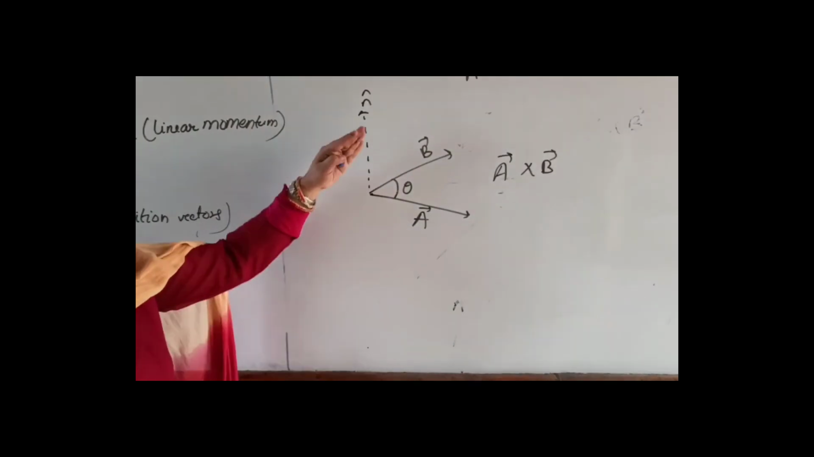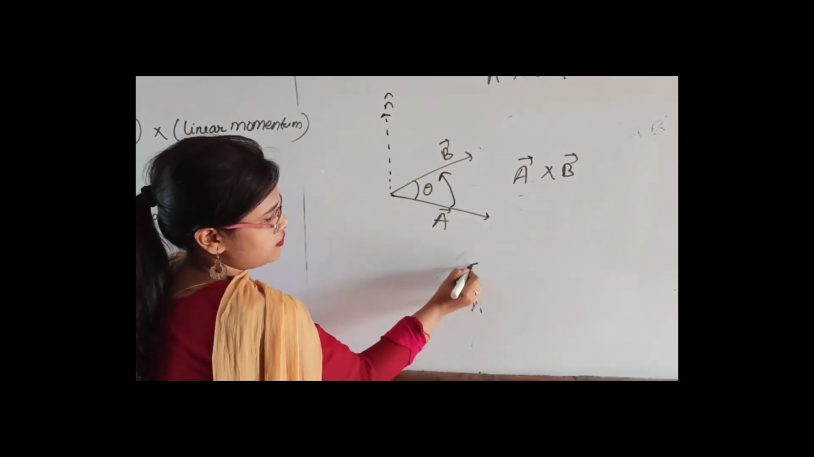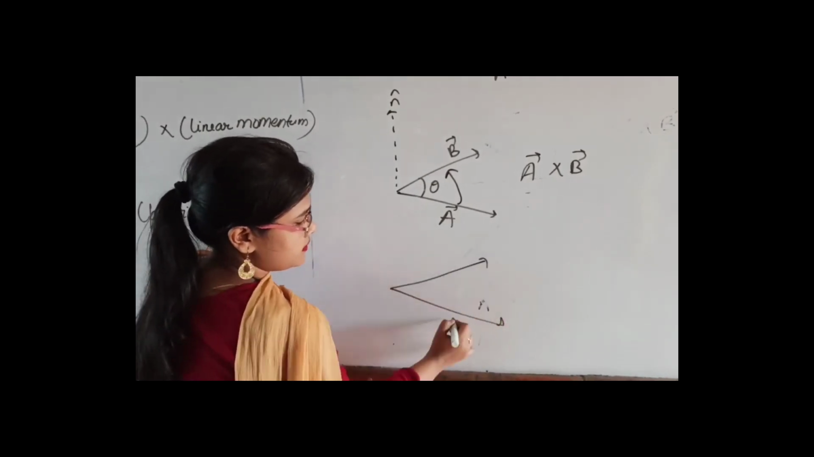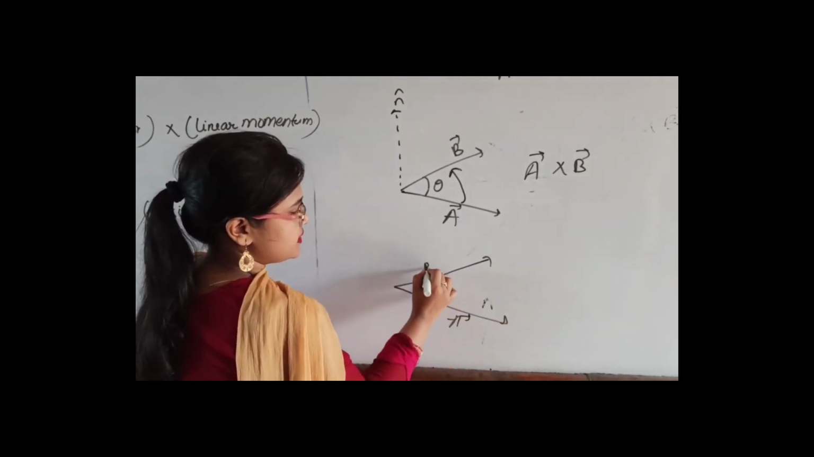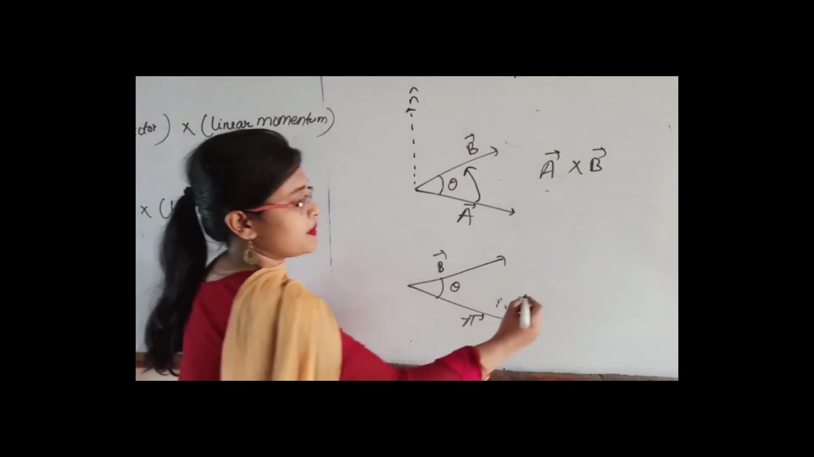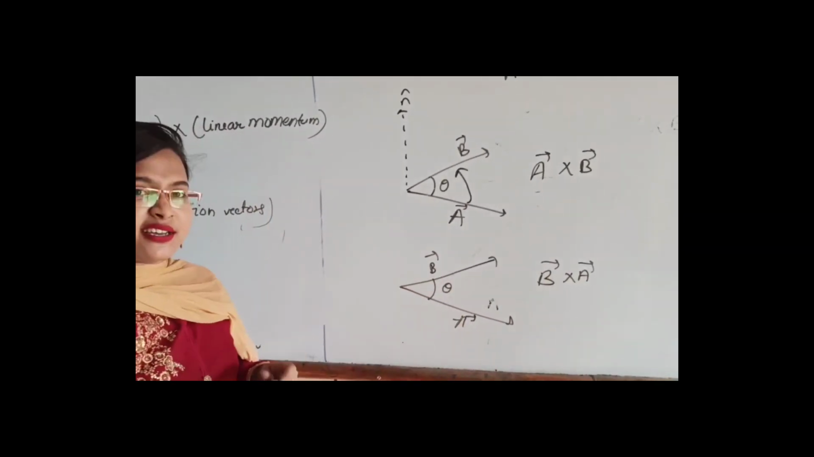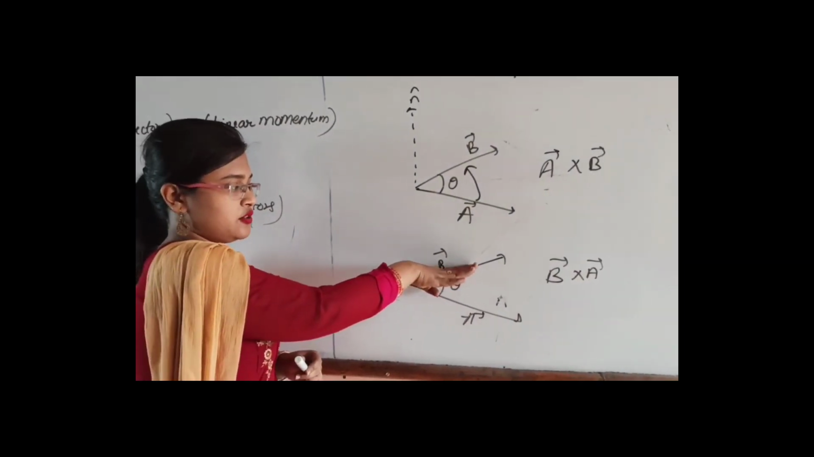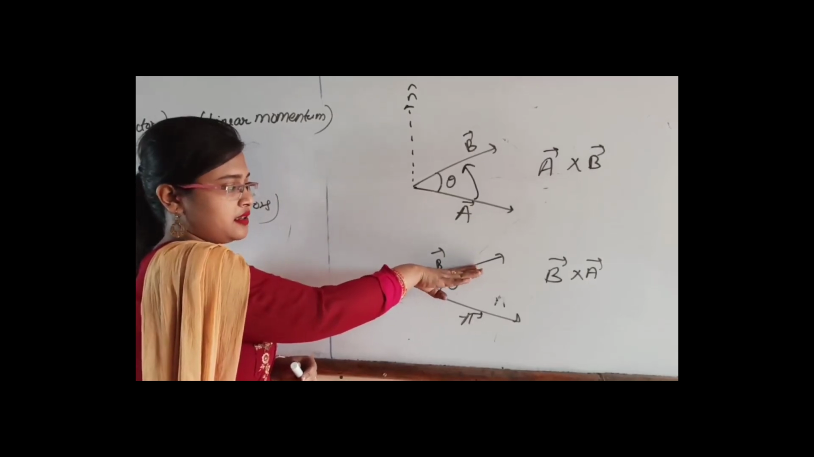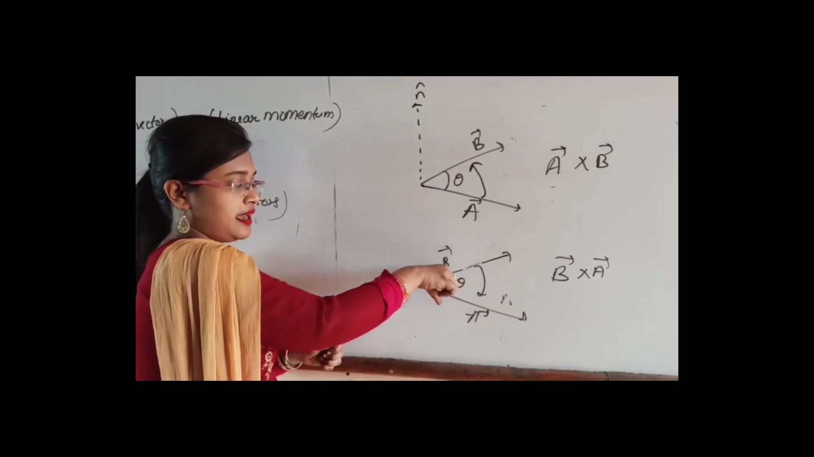If I wish to find B cross A, what about this? This is vector A, this is vector B, the angle between them, and I wish to find the cross product of B cross A. So again, using the right hand rule, put your fingers here and curl the fingers in a way that it rotates from B to A, and stretch your thumb.